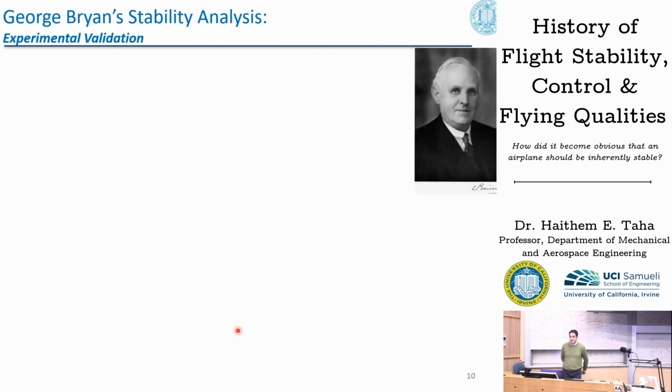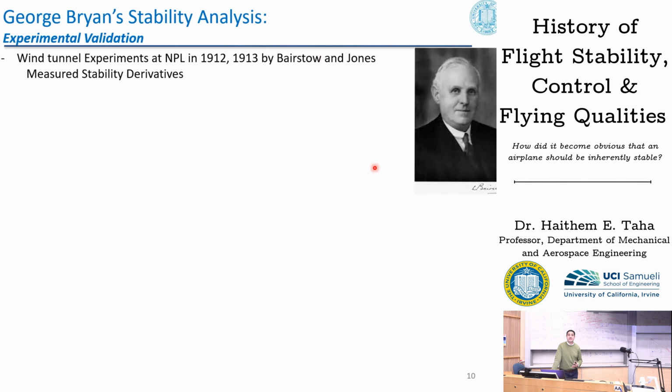Luckily, a colleague of George Bryan, Bairstow, got excited about Bryan's work, and he took it upon his shoulders to check it experimentally in the wind tunnel. So he did some wind tunnel measurements at the National Physics Laboratory over a couple of years with the help of Melville Jones. They had to measure stability derivatives in the wind tunnel because there was no aerodynamic theory to estimate them. So you can imagine they changed the angle of attack and measured the changes in the aerodynamic loads. They applied a pitching angular velocity Q and measured the changes in the aerodynamic loads. This was in 1912. Really a heroic effort.